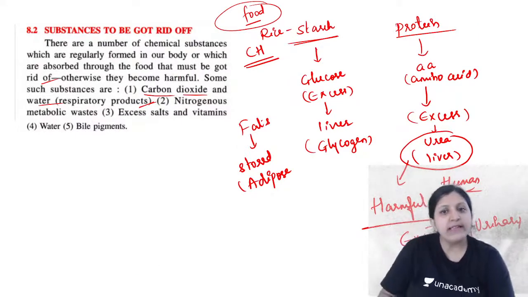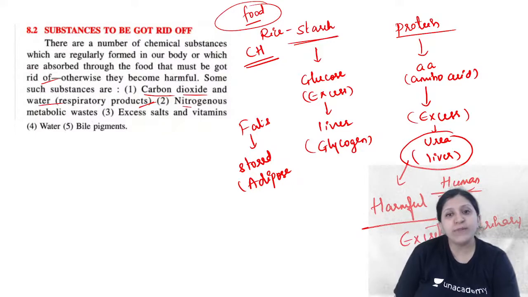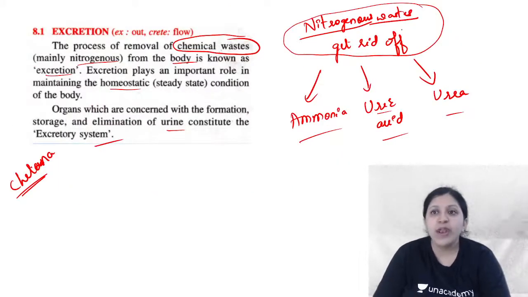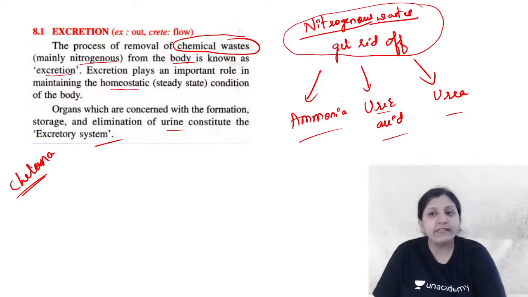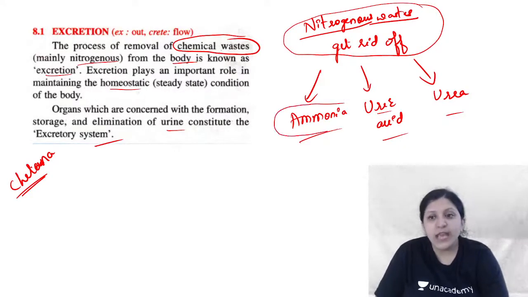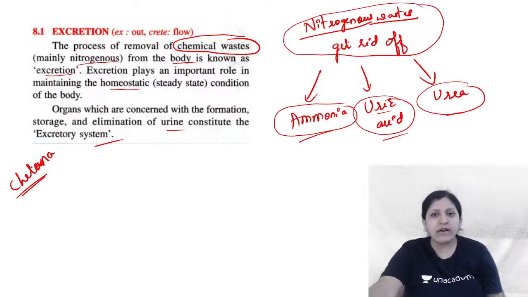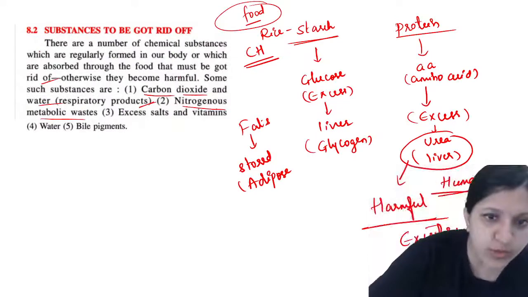Other than that, there are nitrogenous metabolic wastes, which I just discussed now. Nitrogenous waste differs in different organisms. There can be ammonia, there can be uric acid, and there can be urea. Let's discuss these nitrogenous wastes slightly, then we will go to the next one.